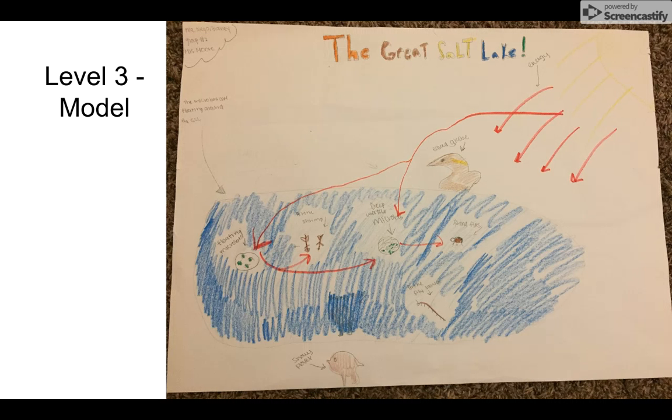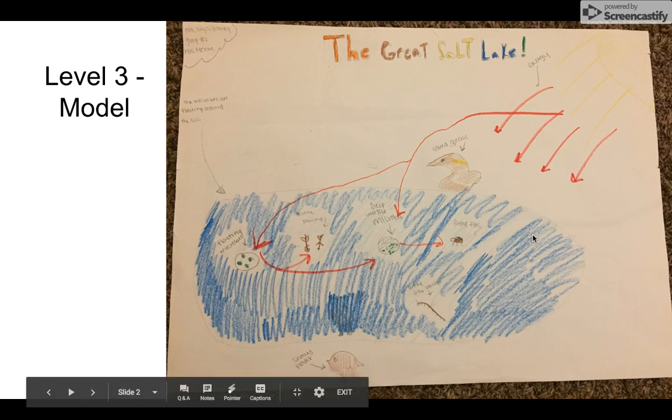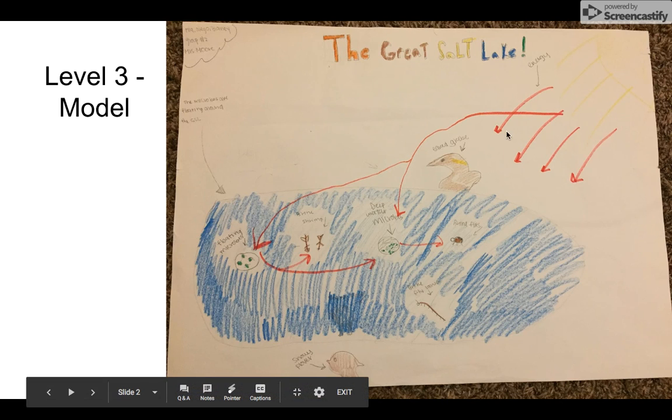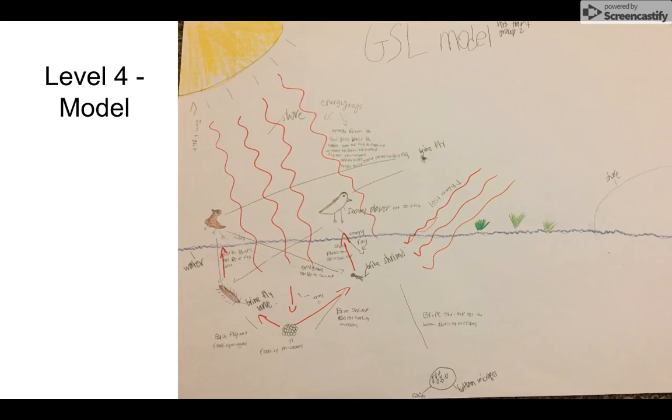First off, this is a level 3 model for a couple reasons. Number one, we have our energy source, the sun, and you can clearly see how the energy is transferred to our producers, which are my microbes, and then transferred to our primary consumers, brine shrimp and brine flies, and then energy is transferred to our birds, which would be our eared grebe. Everything's included. It's very clear and easy to see where the energy is being transferred.